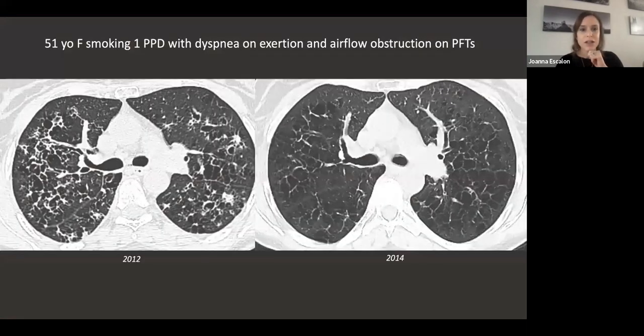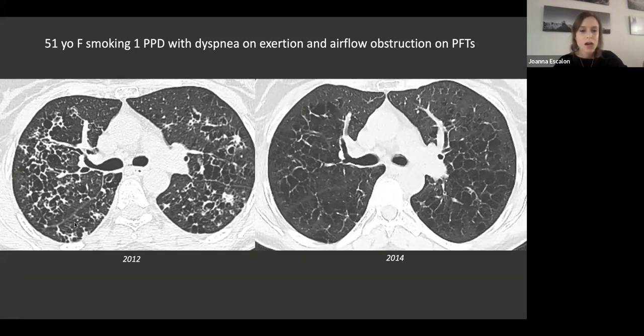So for our final case, we have a 51-year-old smoker, smokes 1 pack per day with dyspnea and exertion and airflow obstruction. So this was in 2012, this was in 2014. I'll give you a little time to think about these images. All right, I see people chiming in already. Excellent.